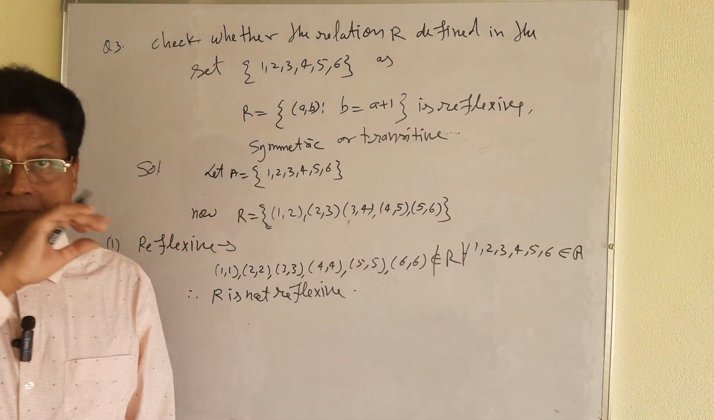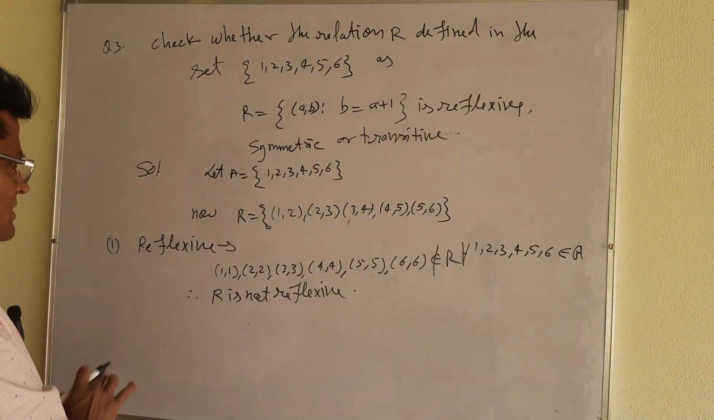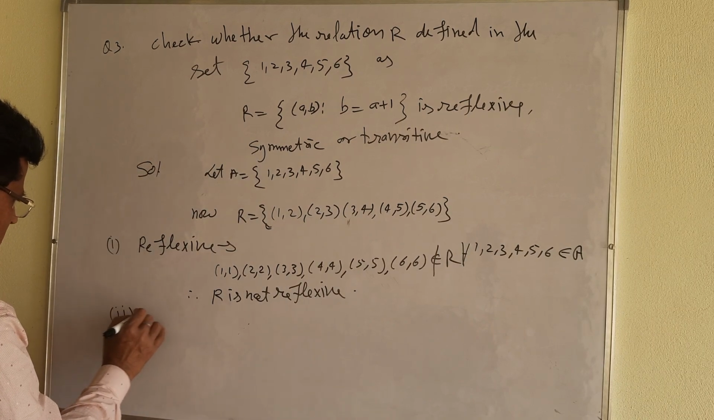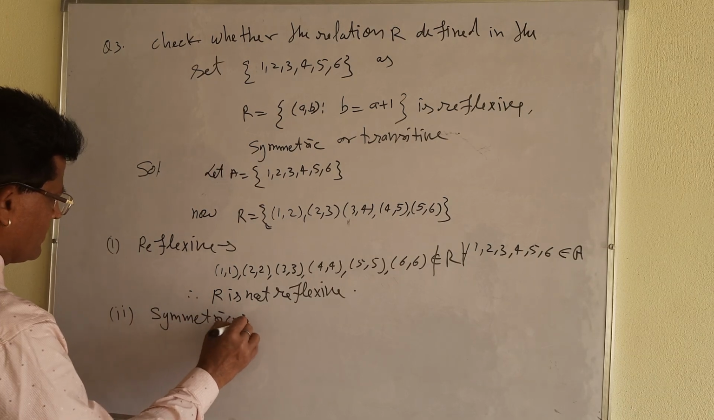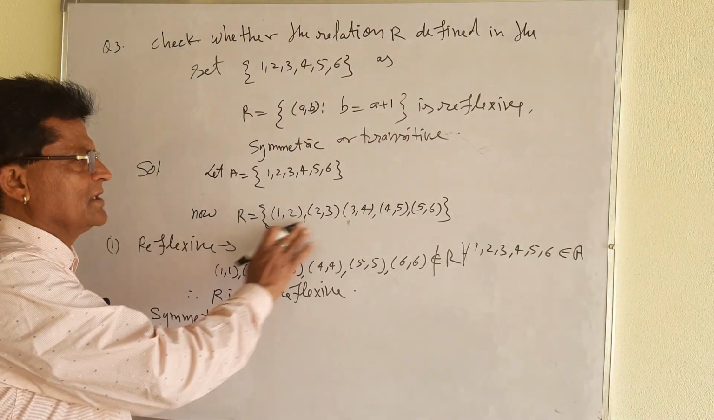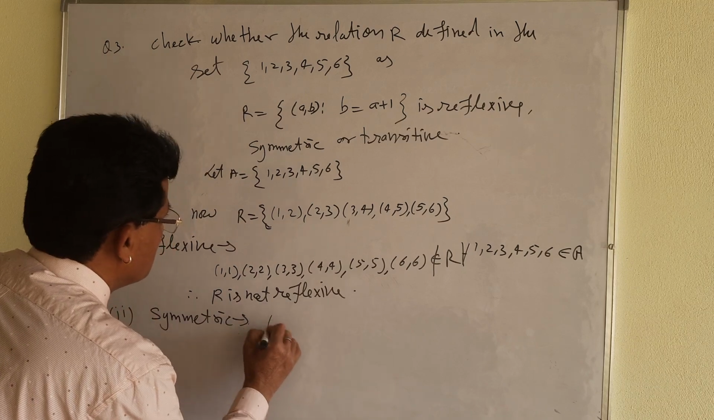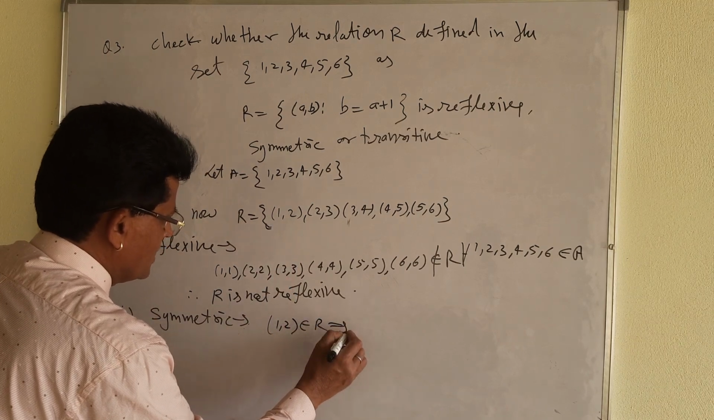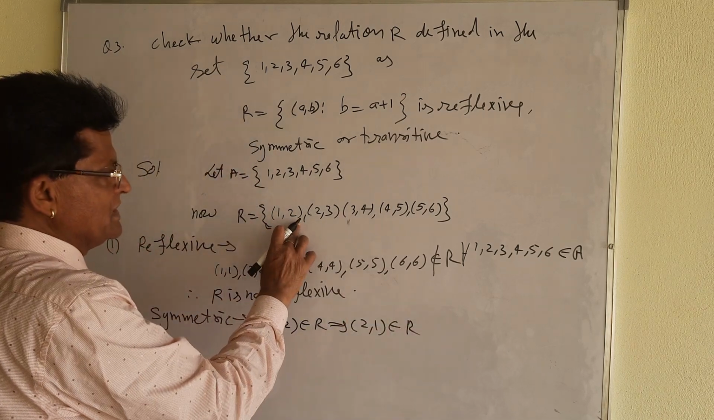I think you understood the solution of the question. Let me take the second case, symmetric. For symmetric, you take any one condition, although you can prove all of them. First, I take the pair (1,2), which belongs to R. But tell me, does (2,1) also belong to R? (1,2) is here, (2,1) is not there.